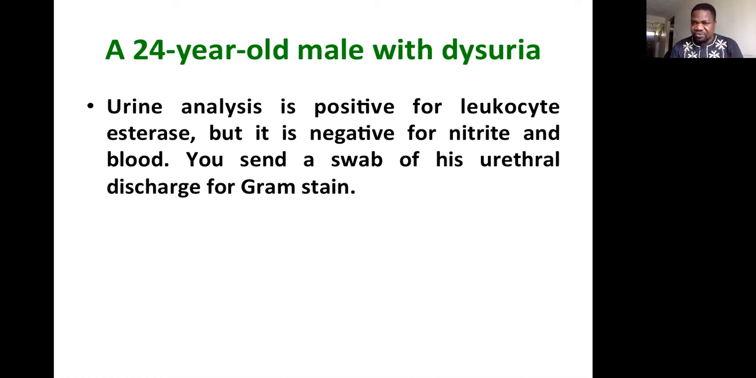So if it's negative, although you cannot 100% exclude the possibility of urinary tract infection, at least if you look at the fact that he is a male patient, 24 years, where UTI is very rare, and the nitrite test is negative, and you see that there is a discharge coming in, it's highly likely that this patient does not have urinary tract infection, but a sexually transmitted infection.